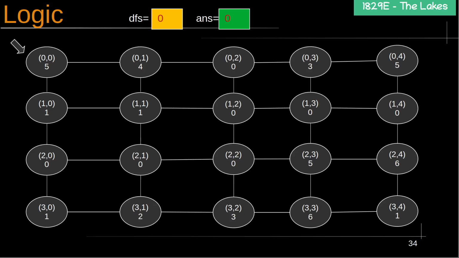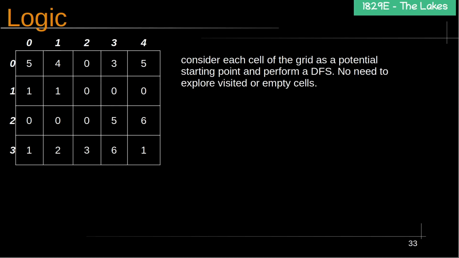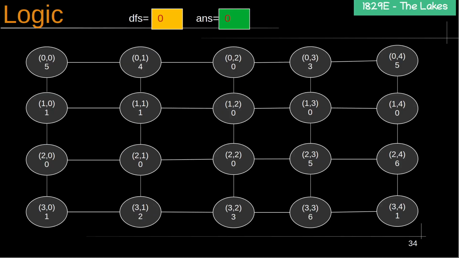We can say that the starting point is at 0, 0. We have 5. This graph is a representation of this matrix. Don't forget. So at 0, 0 we have 5. This is our first starting point. So the result of the DFS for now is equal to 5. This is a visited point. We can go, for example, to 1, 0, line 1, column 0. We have 1. So in the DFS, we add 5 plus 1, we have 6.